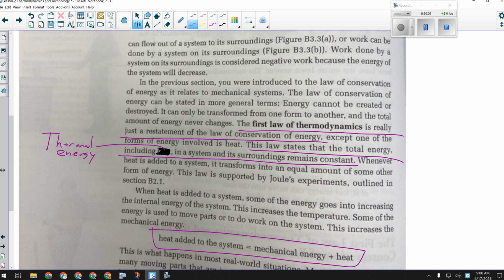Okay, so according to this law then, anytime we add any type of energy to that system, it should increase the energy of that system, as either mechanical energy or thermal energy, whichever. It might in fact increase both.